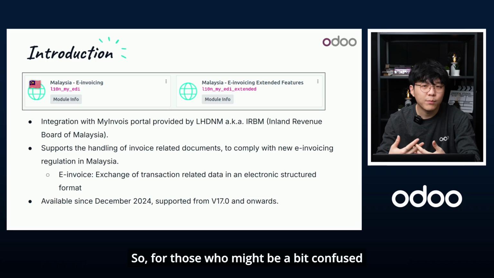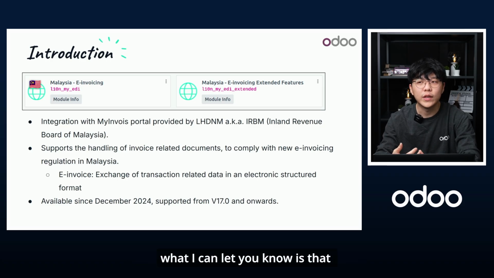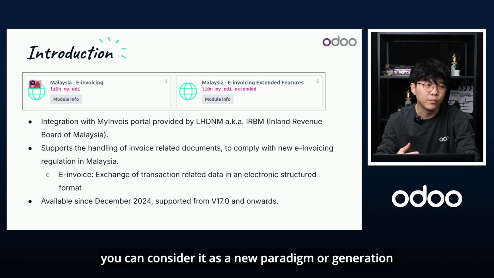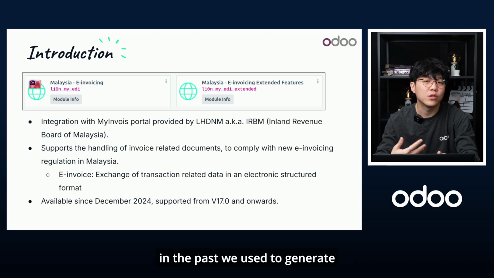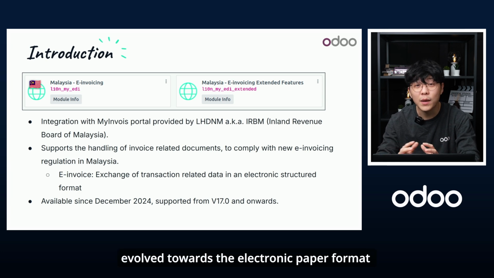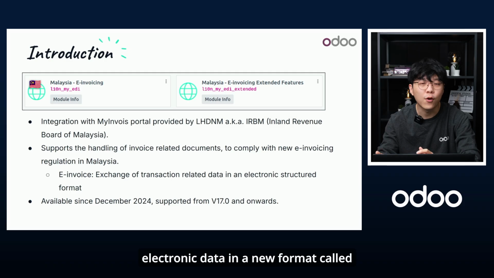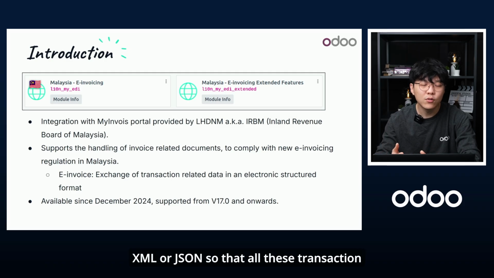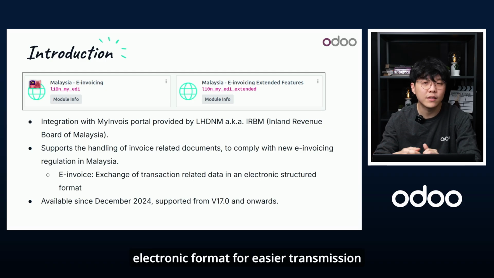For those who might be a bit confused or not yet familiar with e-invoice, you can consider it as a new paradigm or generation of invoicing. In the past, we used to generate invoices in a paper format, and then we evolved towards the electronic paper format, which can be in PDF. Now we are moving on to the new generation, which is electronic data in a new format called XML or JSON, so that all these transaction-related data are stored in a specific electronic format for easier transmission.